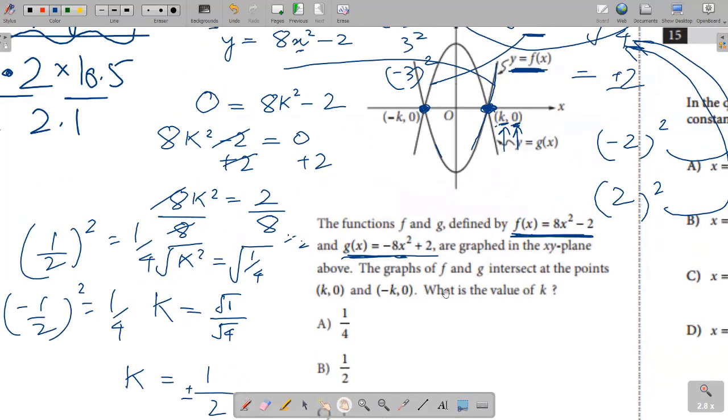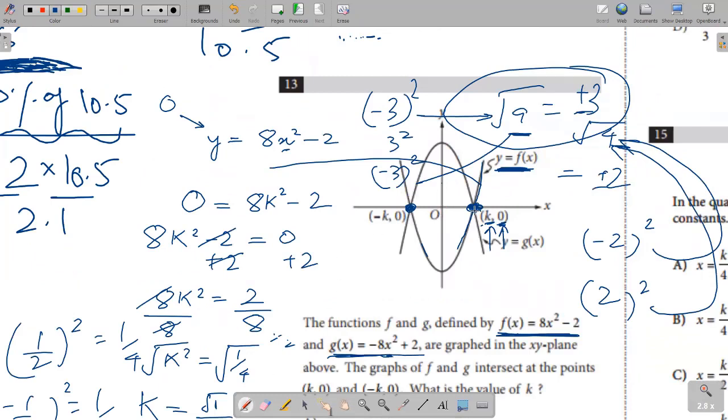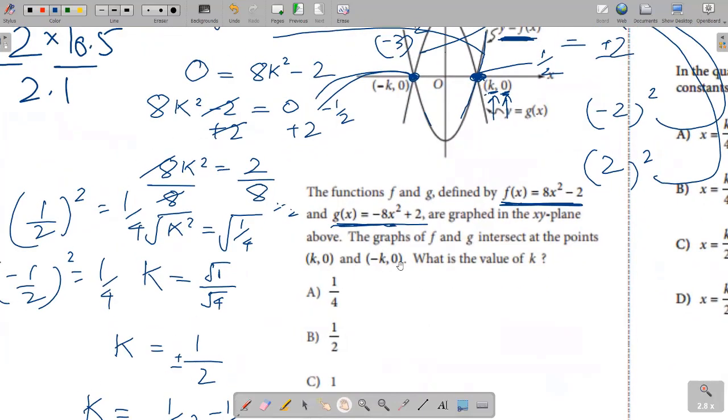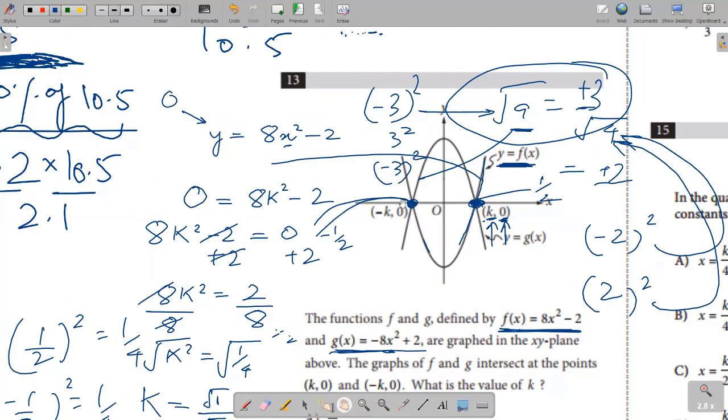So we got both the values here. You see, the value of k here is positive 1/2, and the value here will be negative 1/2. So we need the value of k. We got the value of k as positive 1/2, and negative 1/2 is on the left side. k, 0 and negative k, 0. So 1 over 2, 0, and negative 1 over 2, 0. These are the points where it intersects.